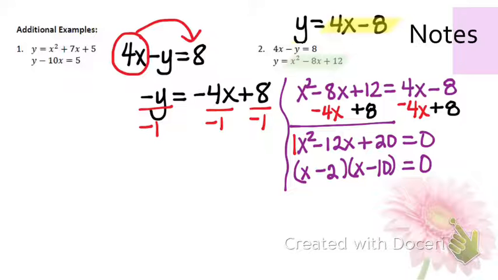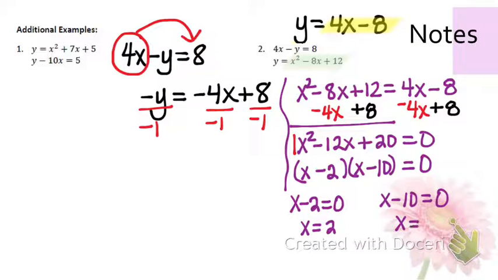So let's set the first factor, x minus 2, equal to 0. X minus 10, set that equal to 0. So you get x equals positive 2 and x equals positive 10. I'm going to make my two ordered pairs for my two solutions. So my first solution is x equals 2.